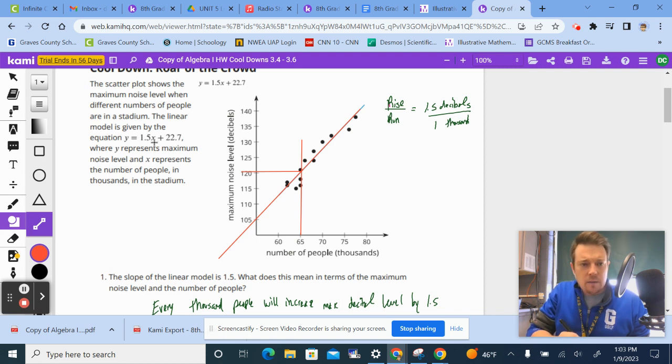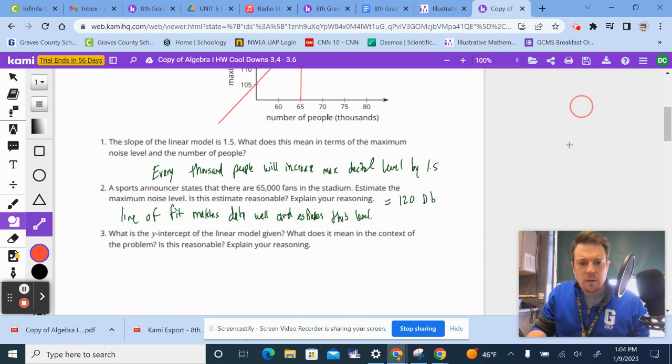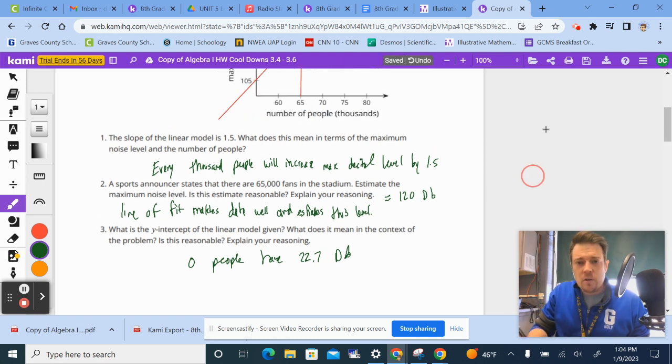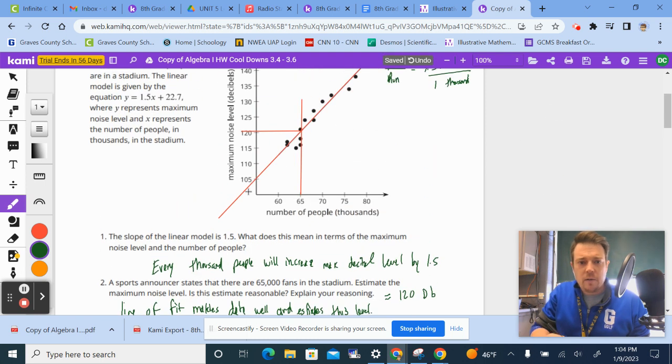So what it's saying is that if there weren't any people in the stadium, zero people in the stadium, then we would expect a decibel level of 22.7. So it's saying that zero people have 22.7 decibels. Well, that doesn't really seem to make a whole lot of sense because none of our measurements came from anything near that size.